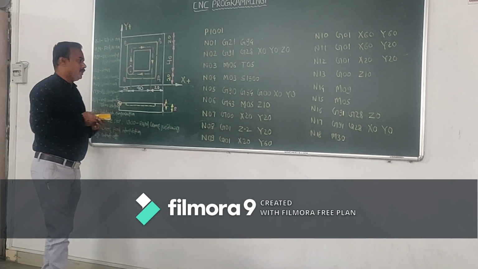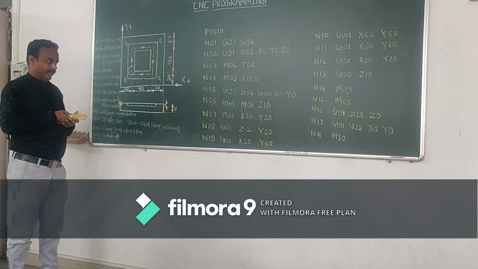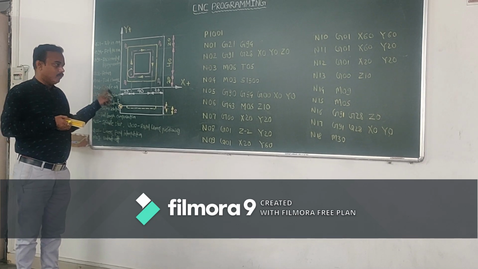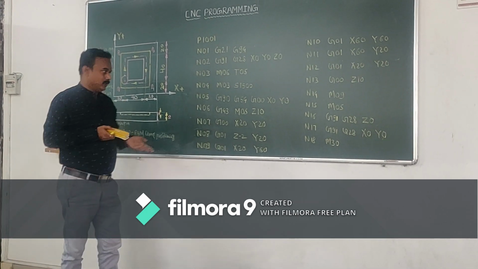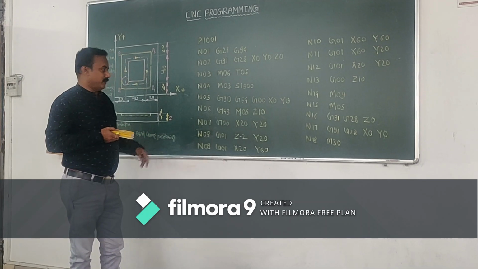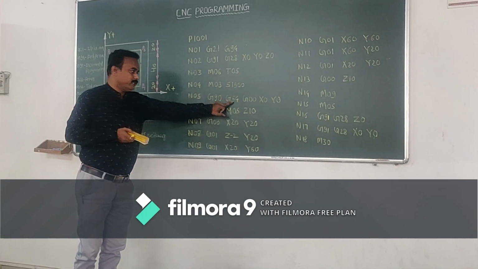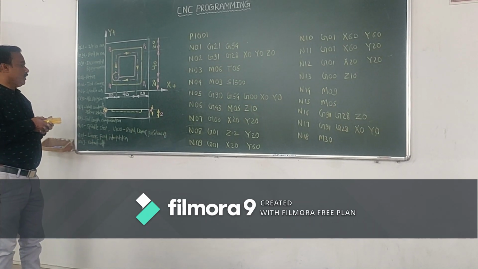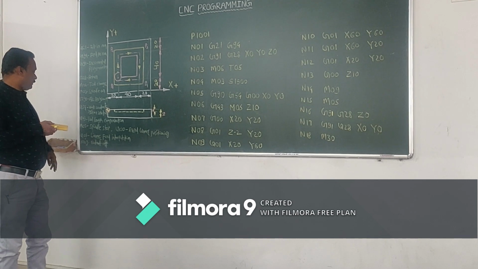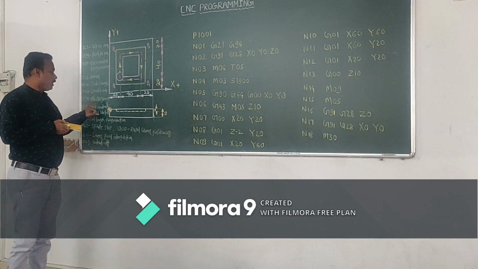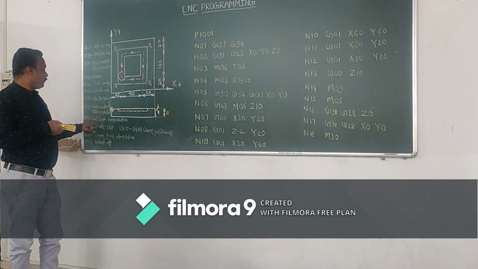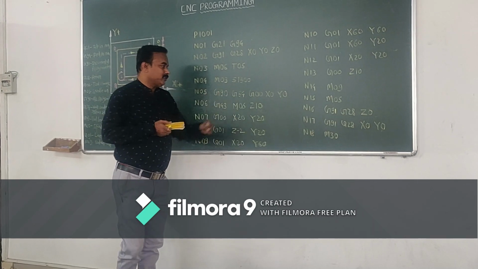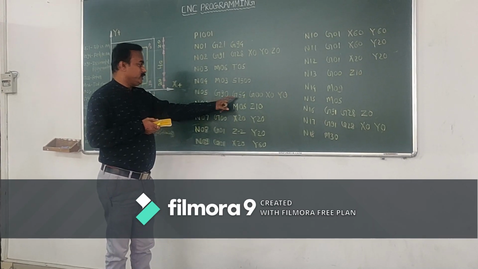Next is M03, the speed is 1500, and M03 means the spindle is on, having the speed given as 1500. Next, G90, G54, G00 X0 Y0. G90 is nothing but absolute programming, and G54 is work coordinate system selection. With this step you select the coordinate system, that is G54.